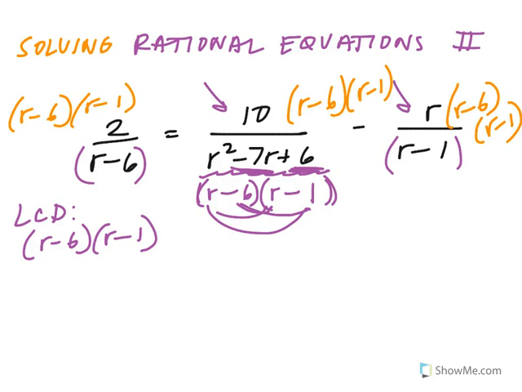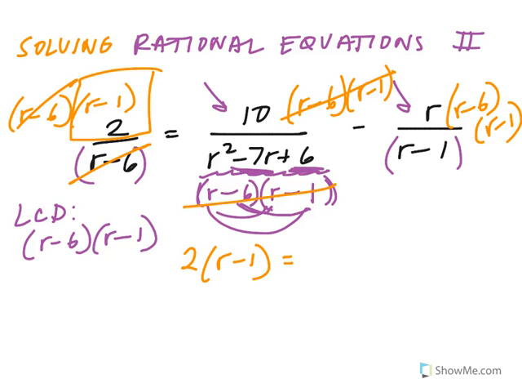Okay, and on the left hand side we have a common factor on numerator and denominator of r minus 6. So those go away and they leave us with 2 times r minus 1. On the right hand side, every single factor in the denominator cancels out here and we're just left with 10. Over here on the right we have this common factor on numerator and denominator of r minus 1. So those cancel out and they leave us with minus r times r minus 6. So all the fractions are gone and the problem's much easier.